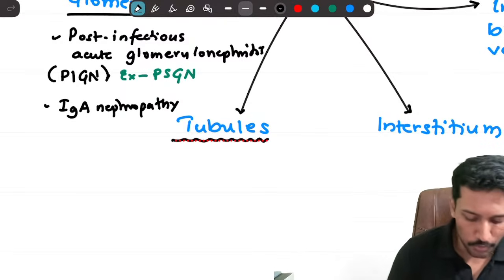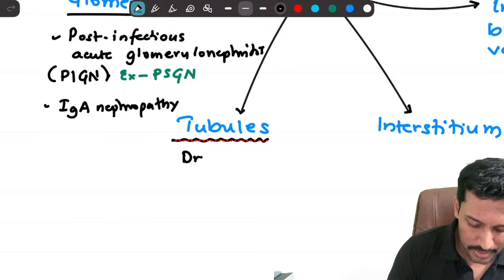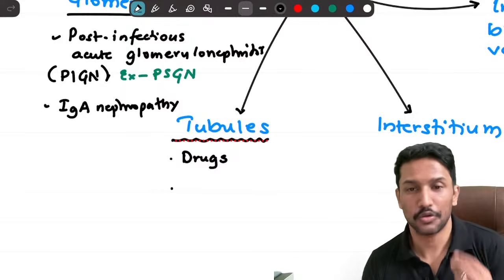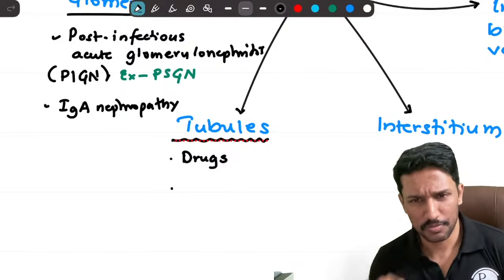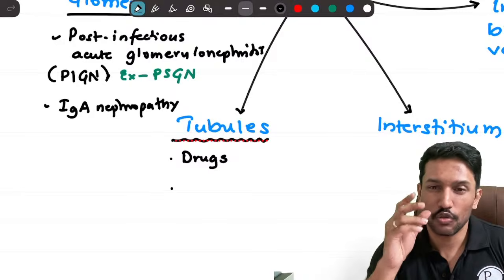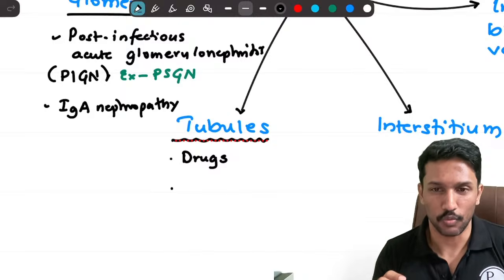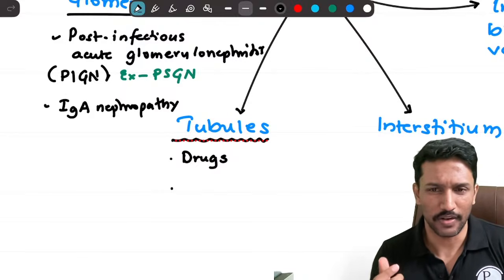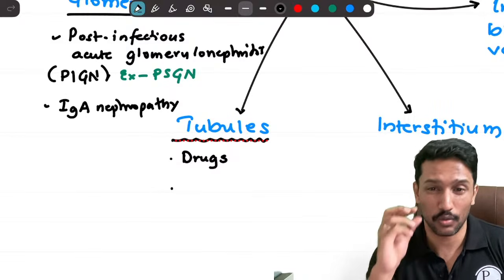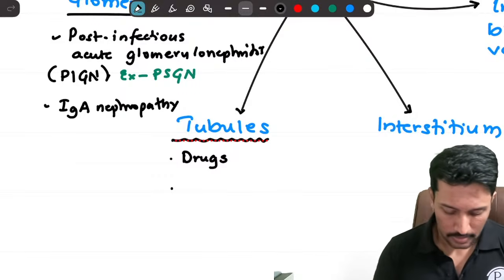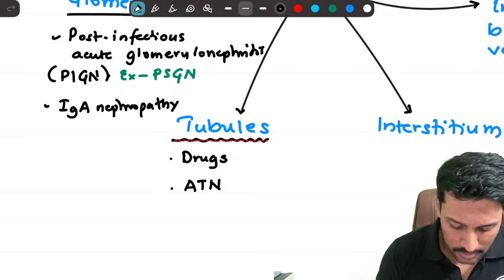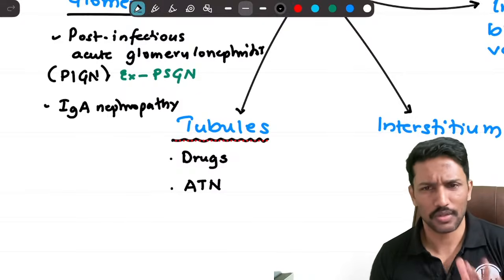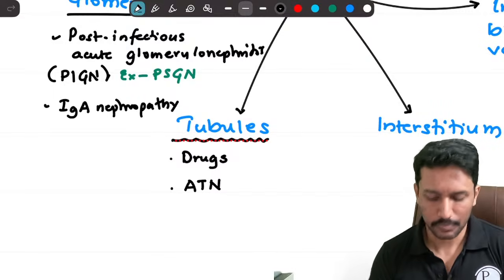Okay, so when it comes to tubules, the tubules can be damaged by drugs. For example, acyclovir. If you give high dose acyclovir IV especially, the acyclovir tends to precipitate as crystals in the renal tubules. PCT, DCT, loop of Henle, it gets precipitated there and causes the necrosis of those tubules. Then within the tubule, we have something called acute tubular necrosis. More on that we will discuss later.